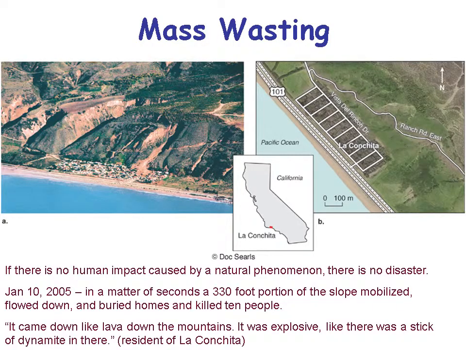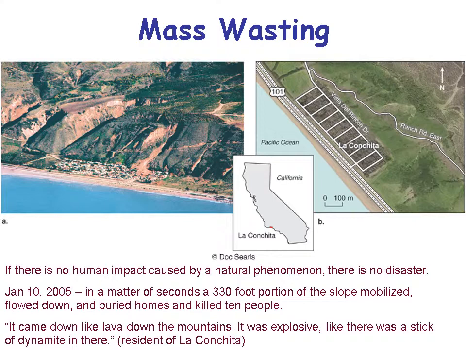If you look at the picture on the left, you can see where you get bare spots, and right in the middle of the picture there's a landslide that's covered over part of the city of La Conchita, California. Well, human impact is what causes a disaster. It's not the natural phenomenon. If a tornado goes through a field and it doesn't impact anybody, it's not a disaster. If it breaks up a house, it's a disaster. Humans are what create a disaster, not the natural phenomenon.